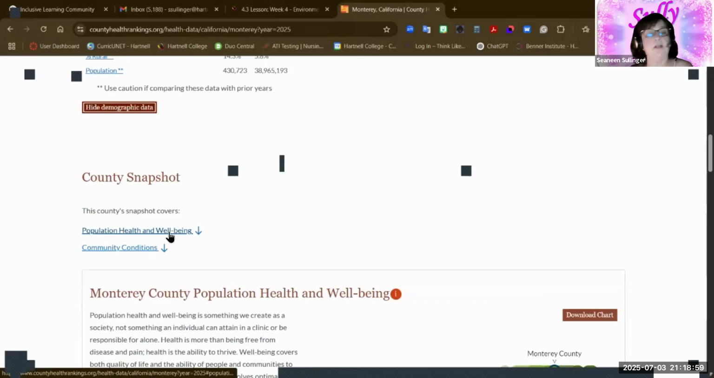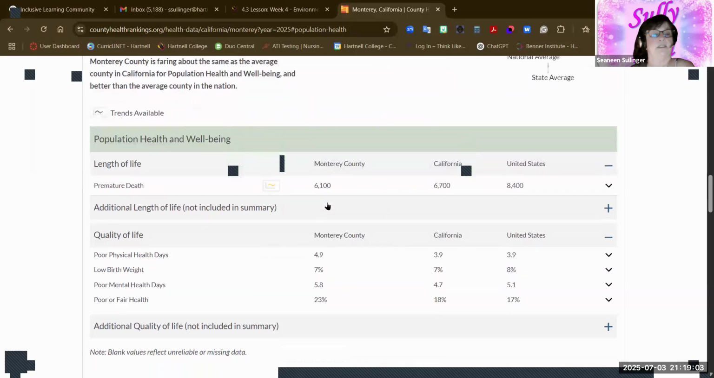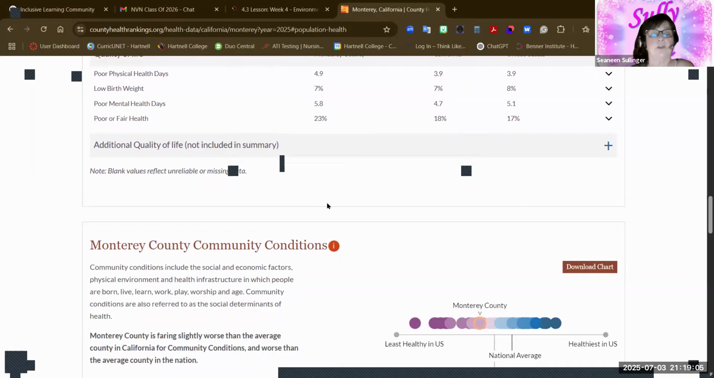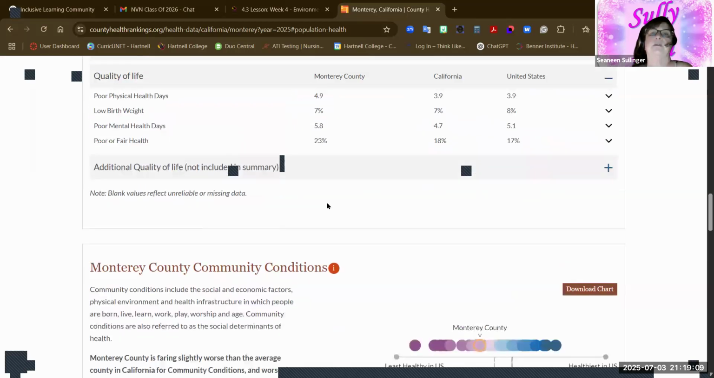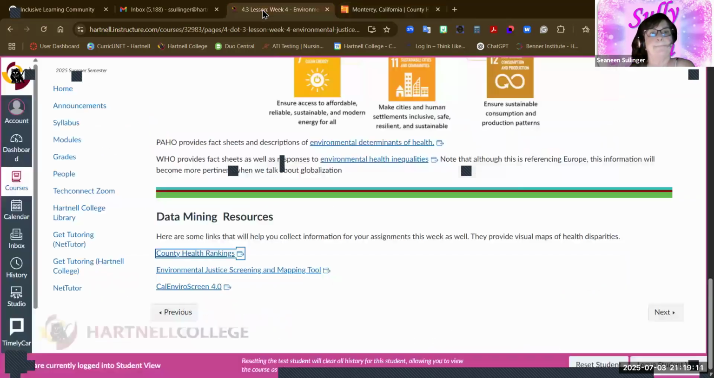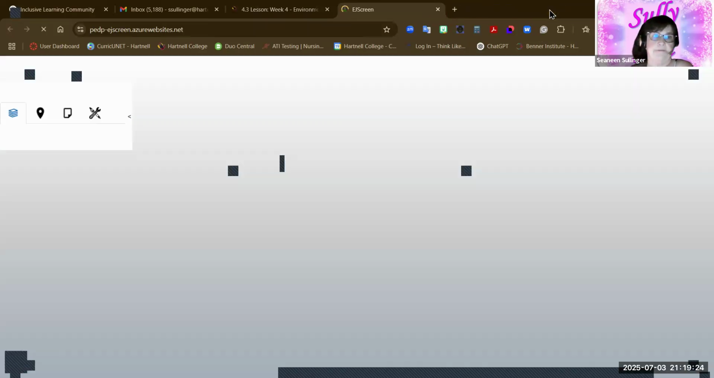And then population health and well-being. We will talk about global health in a couple weeks as well. So this gives you statistics, again, for quality of life, different community conditions. So similar to what you were looking at last week as well. But then it can also pull in environmental factors. And then the next two are specific to environmental factors to look up data and information.